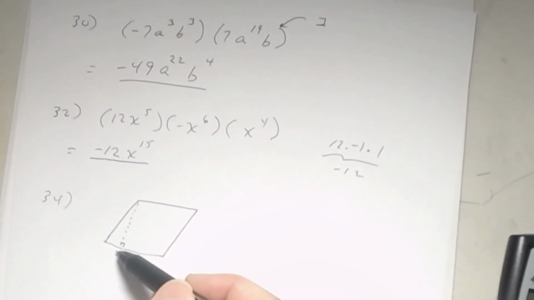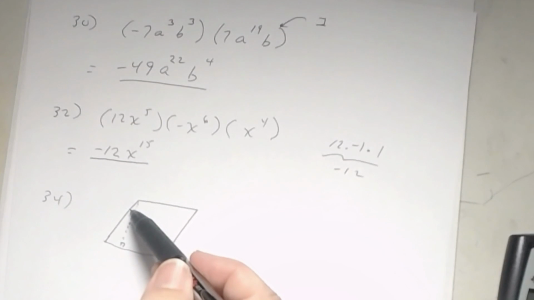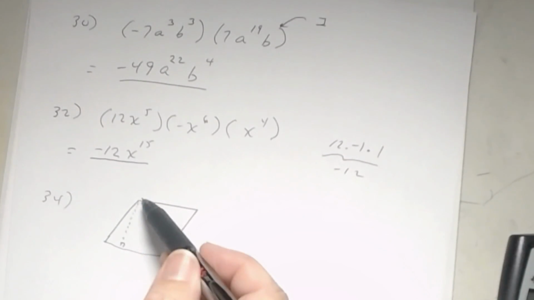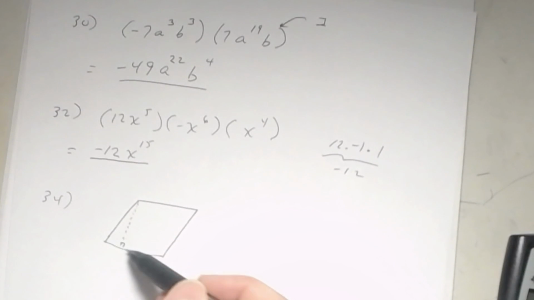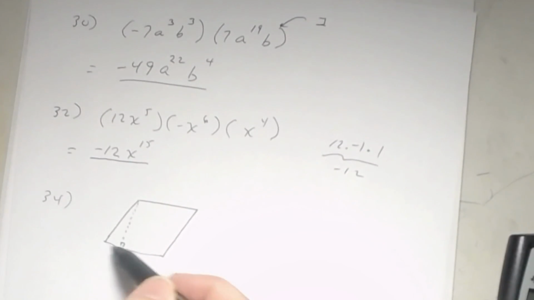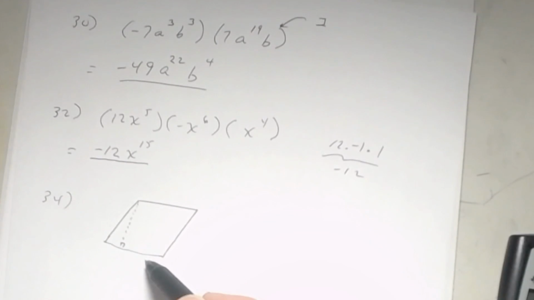Notice that this height, which is also called an altitude, always forms a right angle to the opposite side. So notice that this right here means a right angle. So this side right here is called the base. So this is your height, and this is the base.